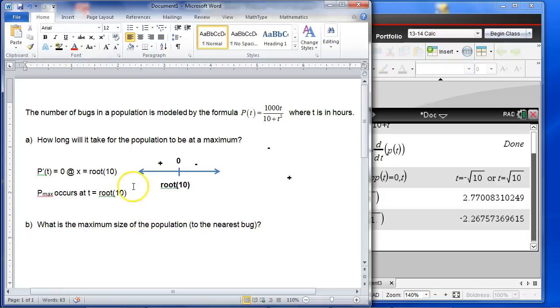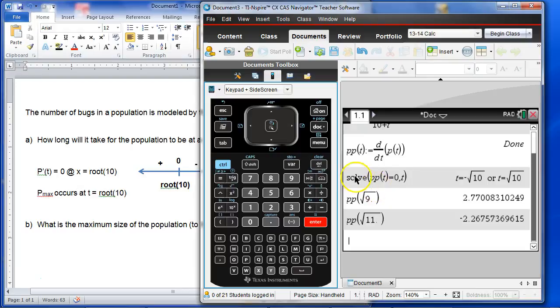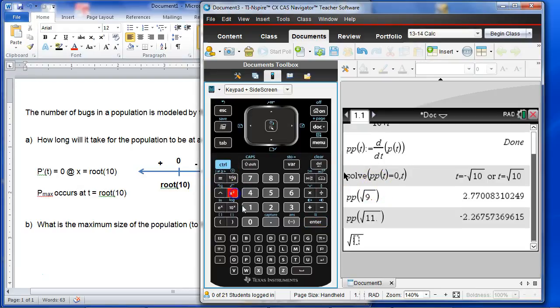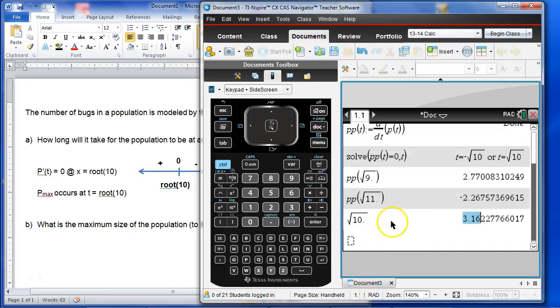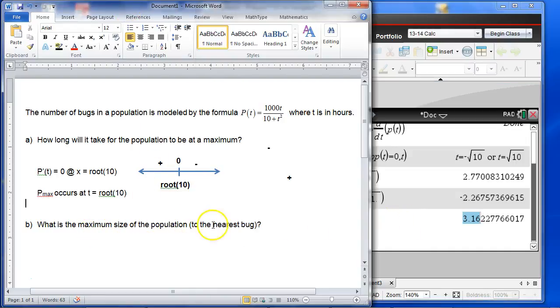Now root 10 isn't a very nice number in terms of talking about time. So let's go ahead and evaluate the square root of 10 as a decimal. In order to do that, I can either hit Control Enter to give me the approximate value, or I can just enter a decimal point anywhere in the problem. So I have root 10 is about 3.16, and that means I have about 3.16 hours to get to the maximum in this population. Now we're asked for the maximum size of the population to the nearest bug.